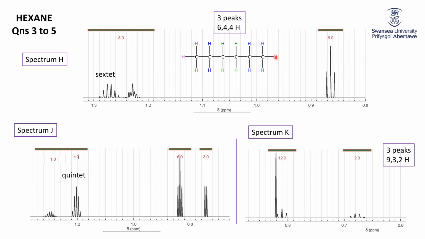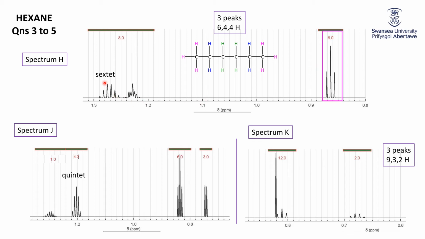Just the straight hexane was the one that had 3, 6, 4, 4. Let's go through and analyze what we're seeing here. First thing, 6 was the 6 pinkies. What are we expecting about the pink ones? We're expecting them, because they're next to a carbon that has 2 hydrogens on, for that to be split into 2 plus 1 or 3, as indeed it is. So we'll put a pink box around there.